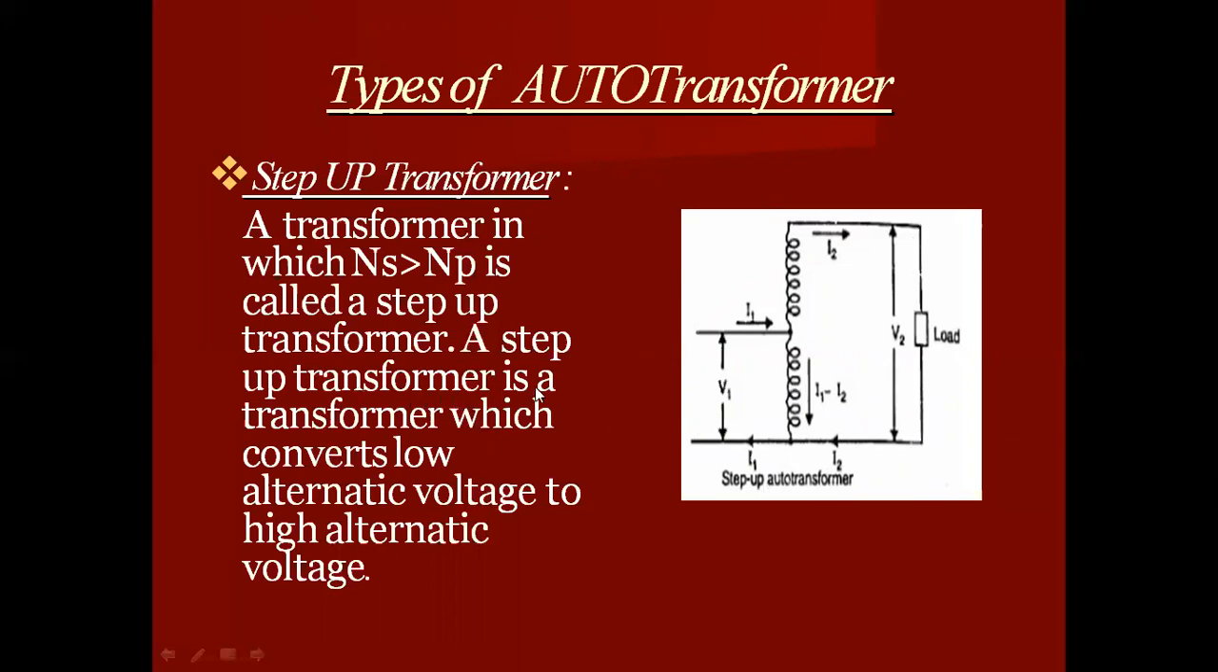So a step up transformer is a transformer which converts low alternating voltage to high alternating voltage. It is a clear diagram where the entire winding is used as the secondary and a portion of that winding, which is common, is used as the primary. So the secondary winding is more compared to the primary winding, so it acts as a step up transformer or autotransformer.